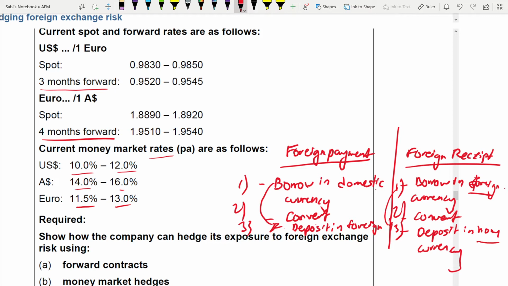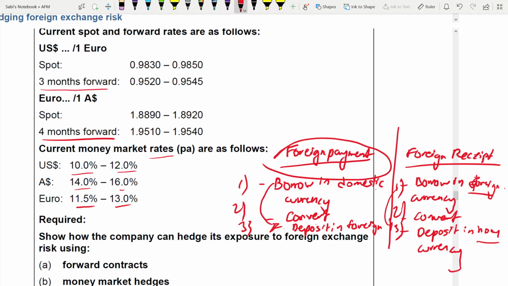But one thing for sure, that you understand one thing. Let's say you've already understood the payment part. Okay, you didn't understand the receipt part. It's okay. We at least know that for foreign payment, if we borrow in domestic, then for foreign receipt we borrow in foreign currency. And the other steps you'll be able to do from there onwards. So can we do this question now?